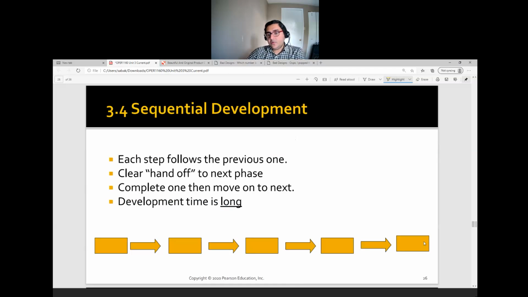The focus of concurrent engineering is to reduce the total development time. Let me show how it looks in the next slide. This is an example of sequential development. You have, say, 5 or 6 different stages in it. Let's say this is stage 1, this is stage 2, and this is stage 3, and so on. If you want to go to stage 2, first you have to make sure that everything in stage 1 is complete, and there's a clear handoff to the next phase. Only when everything in stage 1 gets completed do you go to the next stage.